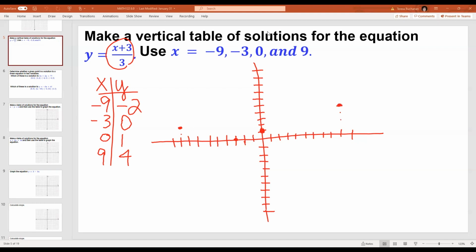I don't like that -9, -2. Let me look at that again. So -9 plus 3, -6/3, -2. Oh, -2. All right, so hopefully you spotted.